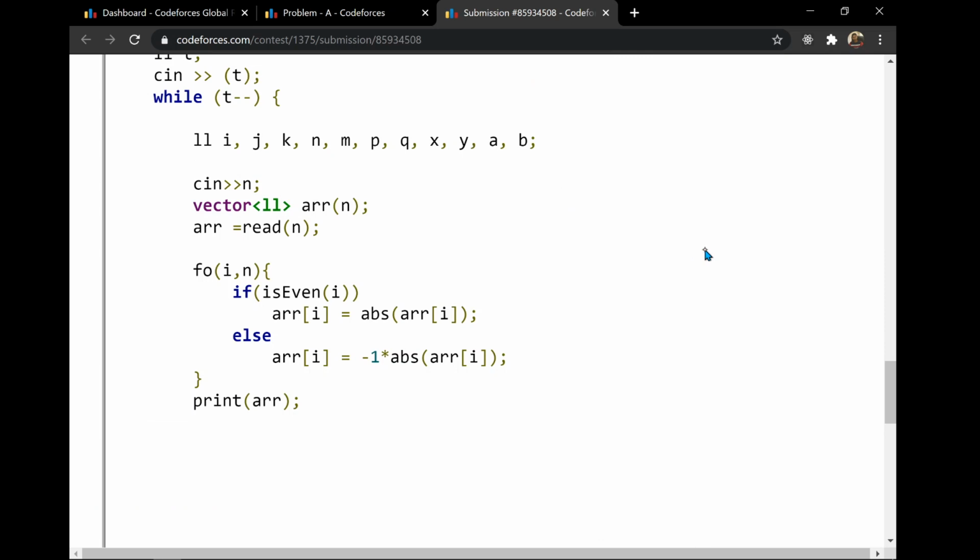So here was the code. The code was also just the thing which I just discussed. We are taking the input, and for every even indexed position we are making the value positive, and for every odd indexed position we are making the value negative, and finally printing the array.